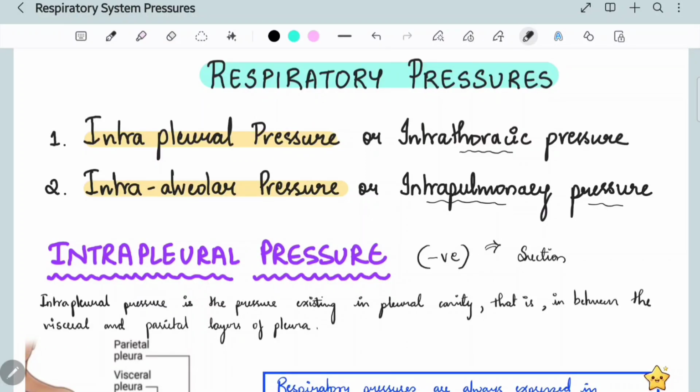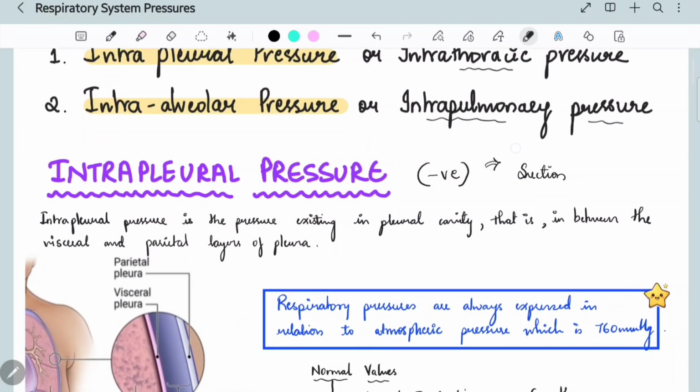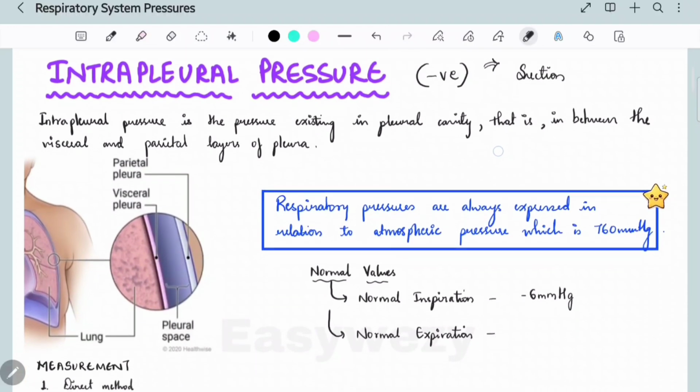In the last video, we learnt about muscles of respiration and movement of thoracic cavity, right? Now we move on to the respiratory pressures for today's topic. So basically when we talk about respiratory pressures, we come across two pressures, that is intrapleural pressure and intra-alveolar pressure. Intrapleural pressure is also called intrathoracic pressure, whereas intra-alveolar pressure is also called intrapulmonary pressure. One by one, we will know what are these and what action do they have.